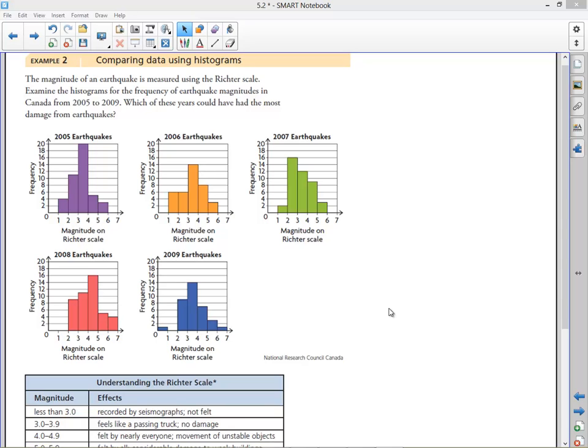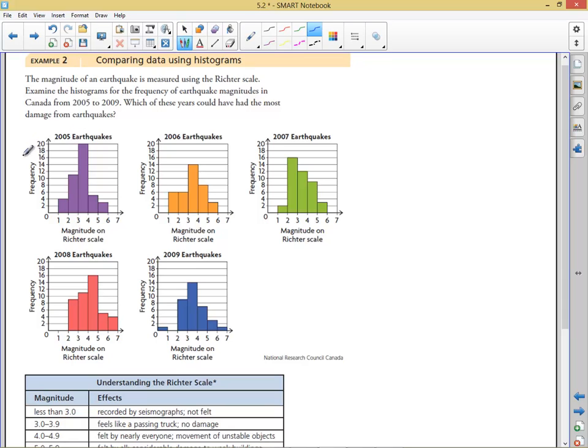Okay, the next video we'll look at example 2 from section 5.2, and here we have several histograms given, and we're asked to compare them. The histograms show the magnitude of earthquakes measured on the Richter scale, and these are earthquakes which happened in Canada from 2005 up to 2009.